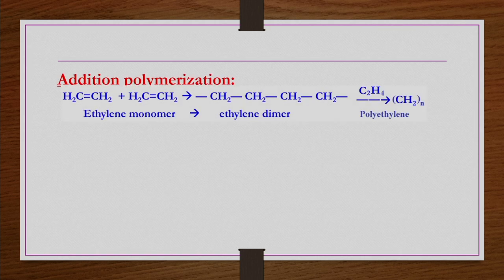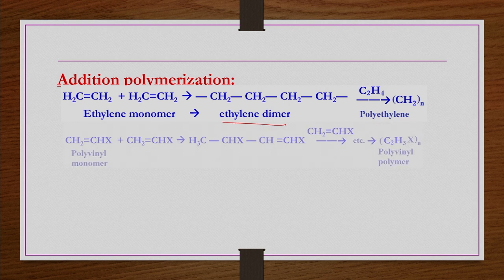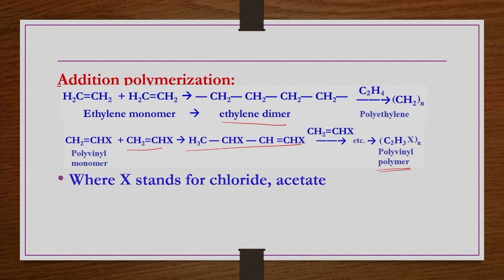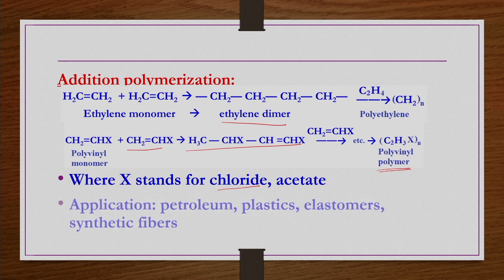Addition polymerization, let us say ethylene monomer you are having, you add them together, then you may get ethylene dimer. Like that, if you keep on adding, then you can get polyethylene. Similarly, polyvinyl monomer you are having, CH2 double bond CHX, if you keep adding like this, then you can get dimers like this, and then keep adding, it is possible that you get polyvinyl polymer. Here X is for chloride or acetate. If it is Cl, then it is polyvinyl chloride. If it is acetate, then polyvinyl acetate. Petroleum, plastics, elastomers, synthetic fibers are some applications where we use them.